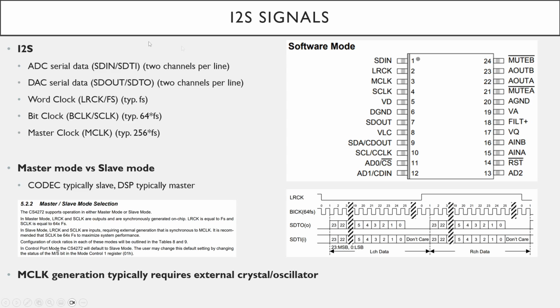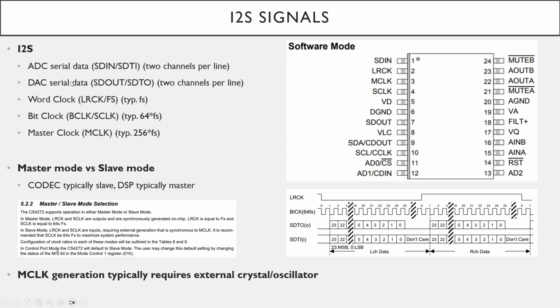The typical signals found in an I2S interface are, for example, the ADC serial data, and this is typically called SD-in or SDTI, and per line, so per trace, so to speak, on a PCB, this carries typically 2 channels of audio data from the codec back to the DSP, the ADC data.